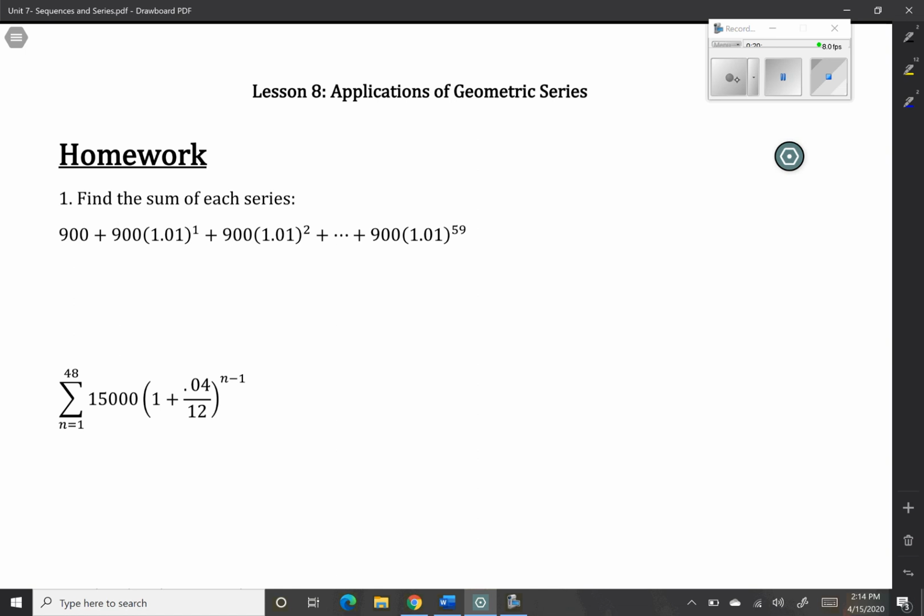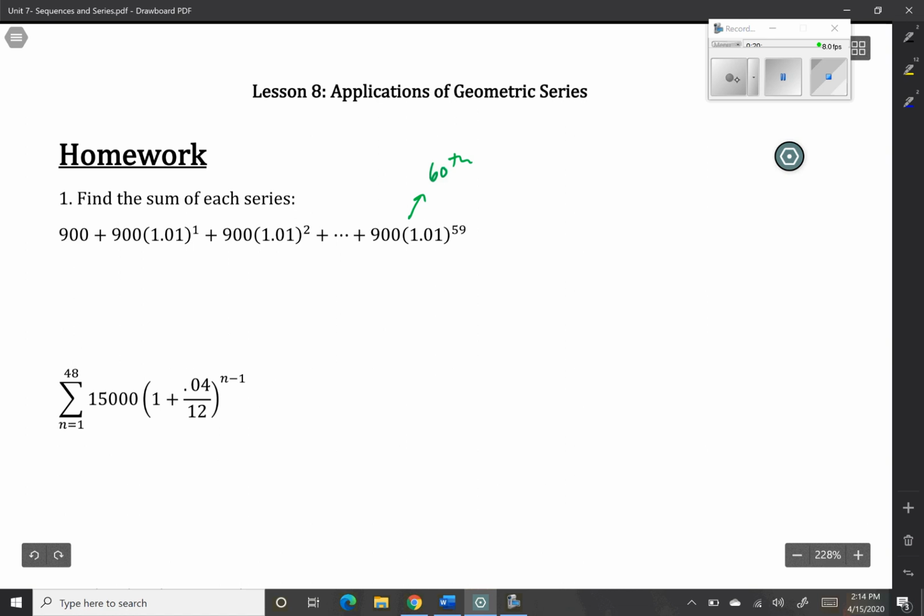All right, so welcome back. Hopefully you tried these questions on your own. So it says to find the sum of this series. It's geometric. I know it's geometric. It has a common multiplier. I have the first term, the second term, and I notice each term has an exponent that's one less than the term number. So this would be the 60th term.